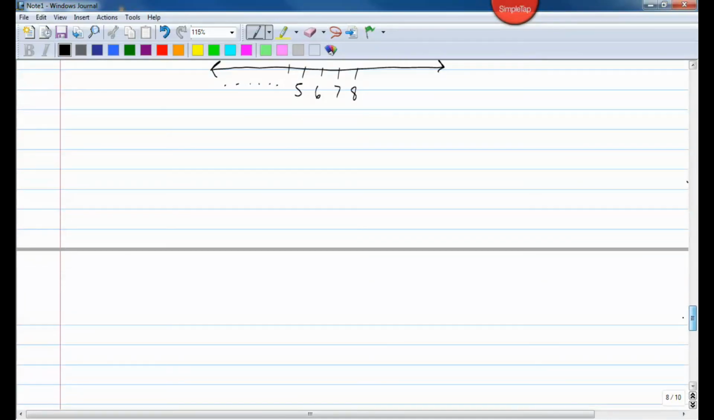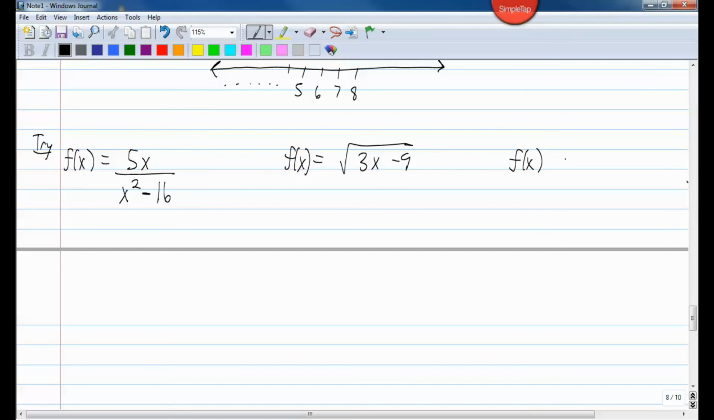I want you to try a couple of these. So find the domain for these three functions. Take a couple minutes and work those out.